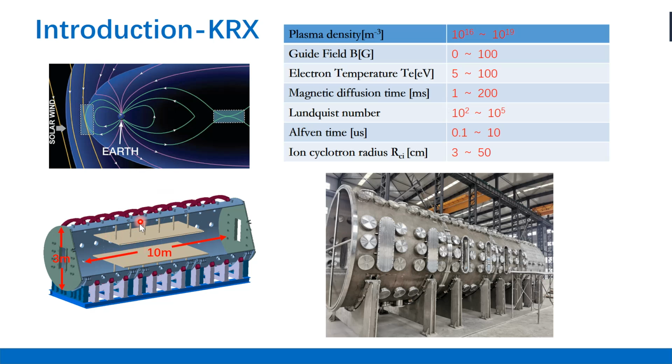The density of the plasma is approximately 10^16 to 10^19 per cubic meter. The experiment region is approximately 1.5 meters by 1 meter. Here is the plasma parameter table. This is the photograph of the KRX, which is being completed.